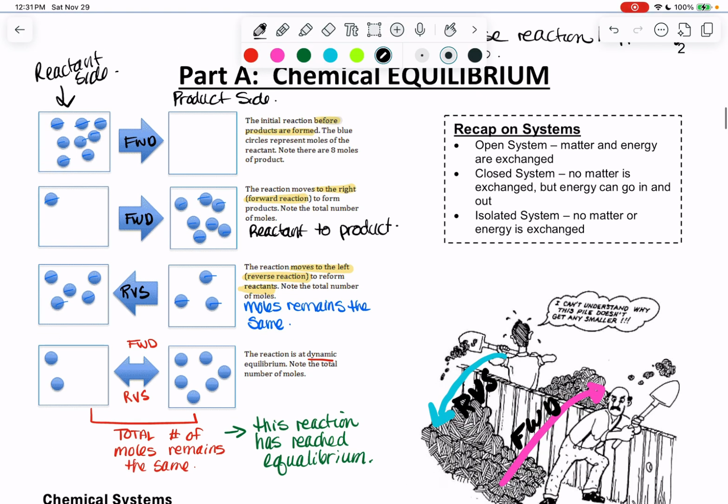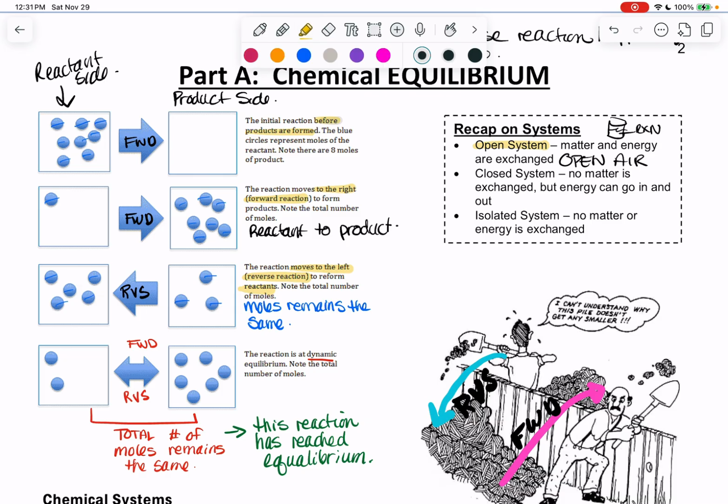Now let's talk about systems and what we call a chemical system. A chemical system comes in 3 different flavors, sort of like flavors of ice cream. The first is an open system, which just basically means that it's open to air. It's like a beaker with no lid, right? You have a beaker, it has no lid, you have a reaction happening in here. That's what an open system is.